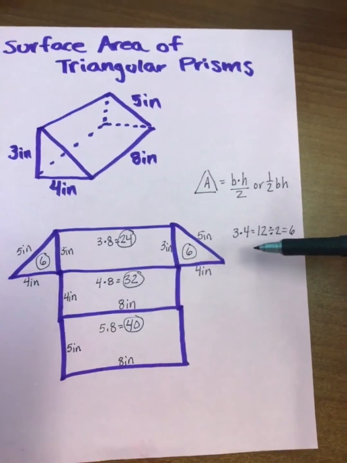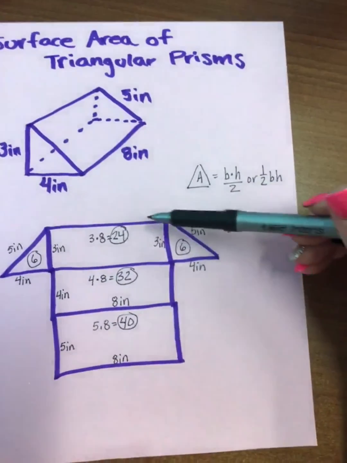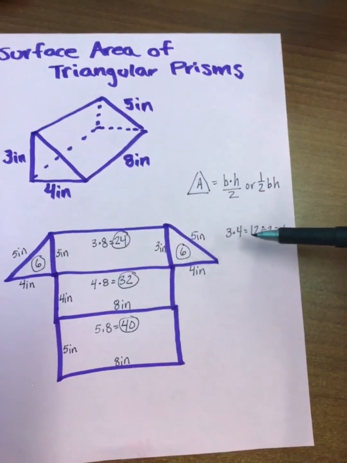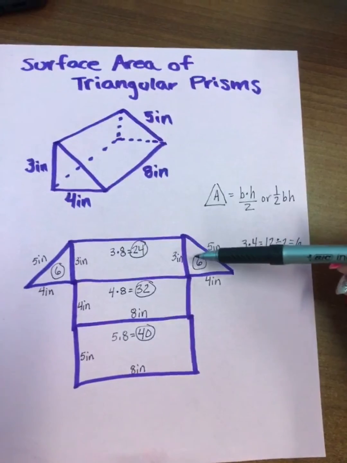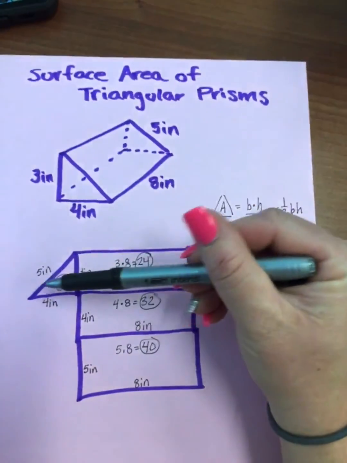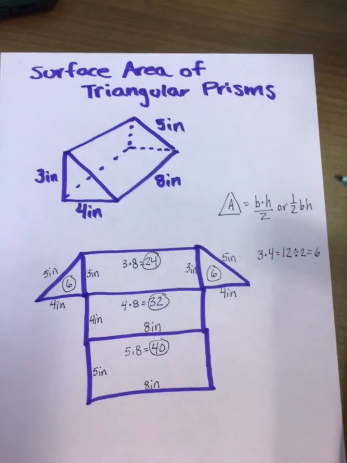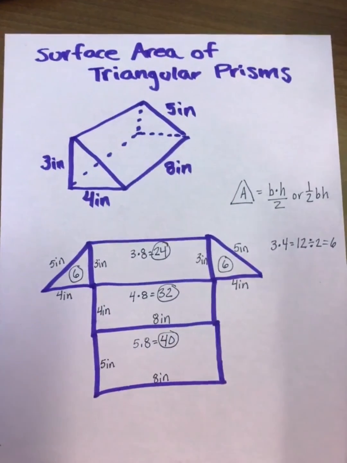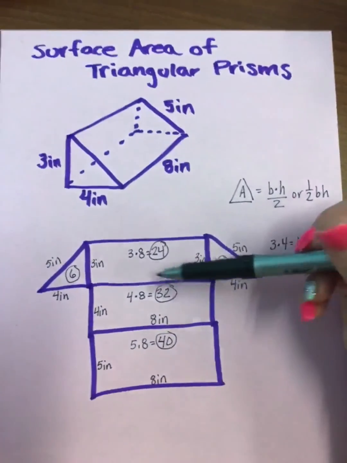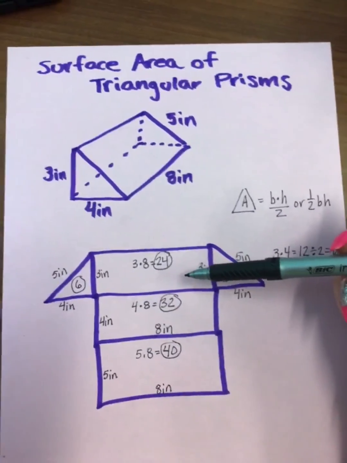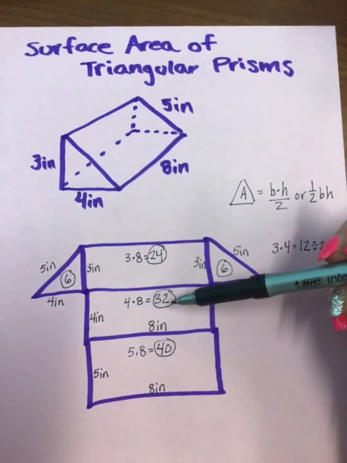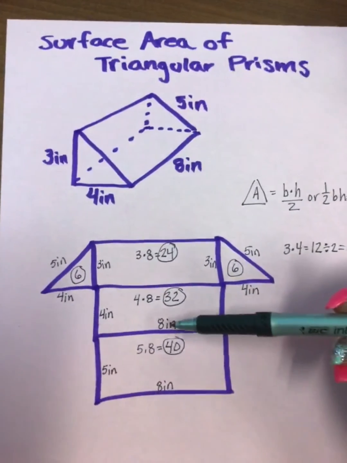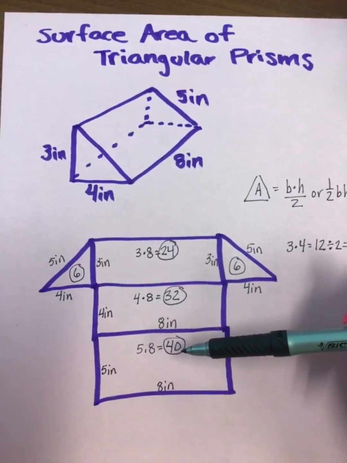For area of the triangle, we do 3 times 4, both of the side lengths, which equals 12. Then if we divide that by 2, we get 6. Inside of the triangle, I write what my surface area is and put a circle around it because I'm going to have to add all of those up together. This next rectangle, 3 times 8, is 24. Next one, 4 times 8 is 32. And the last one, 5 times 8 is 40.